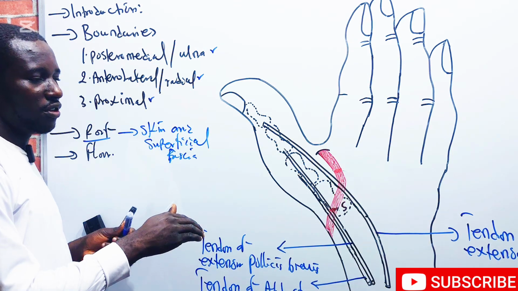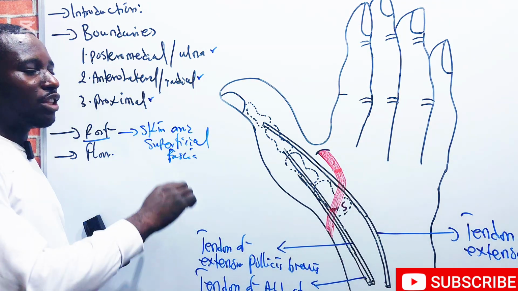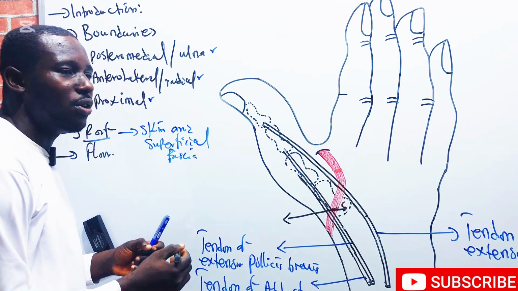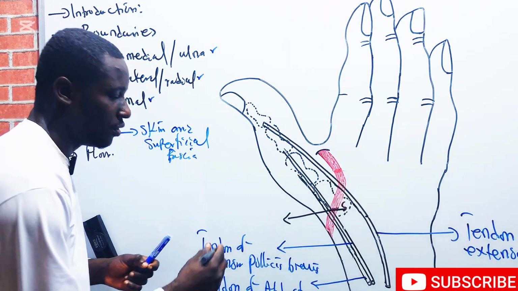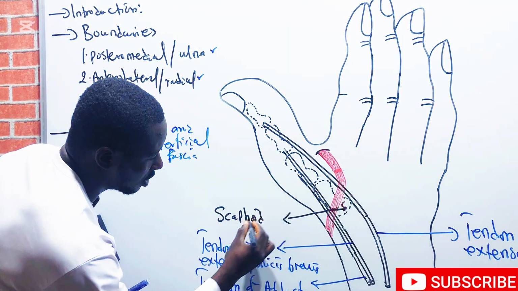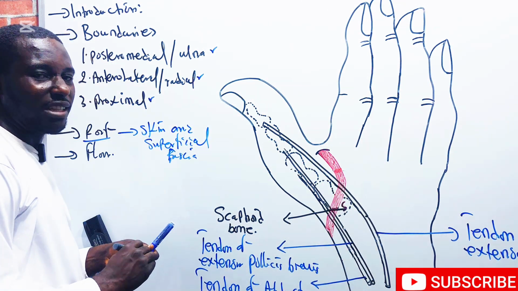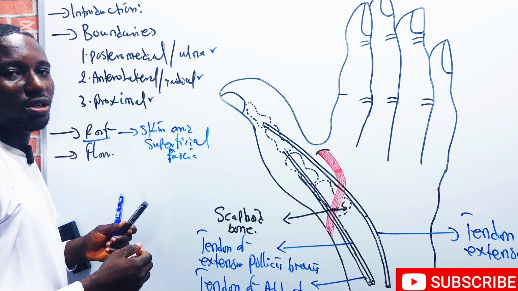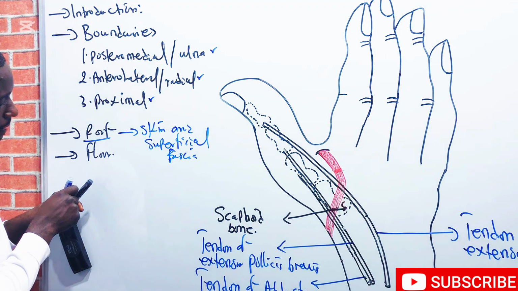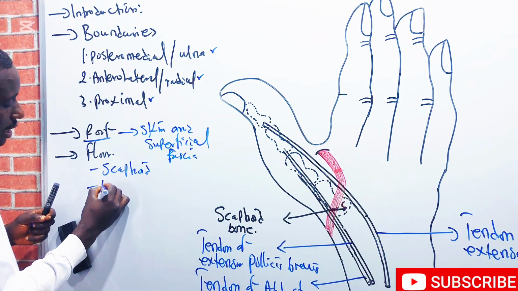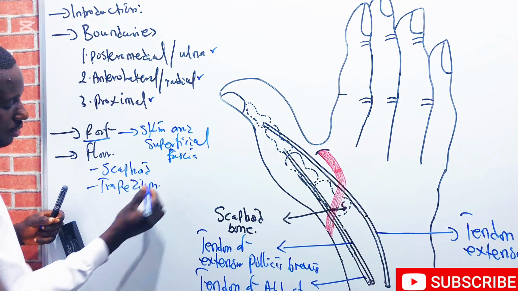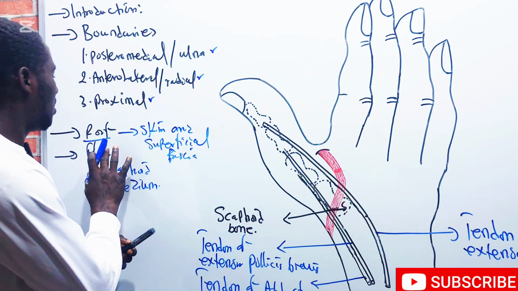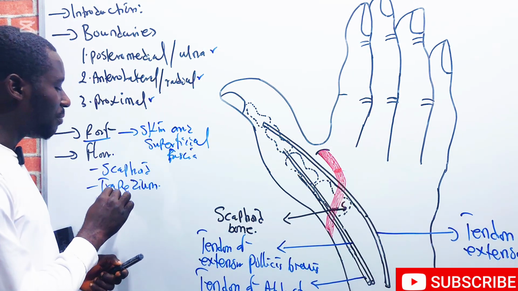The floor is what forms underneath it. The floor of the anatomical snuff box is formed majorly by the scaphoid bone. As you can see, the S written here is the scaphoid. The scaphoid bone is the commonest carpal bone that is susceptible or prone to fracture. The next bone that could associate with the floor is the trapezium. So we have the scaphoid and trapezium. So these are the tendons that form the boundaries of the anatomical snuff box, while the skin and superficial fascia form the roof, and the scaphoid and the trapezium form the floor.